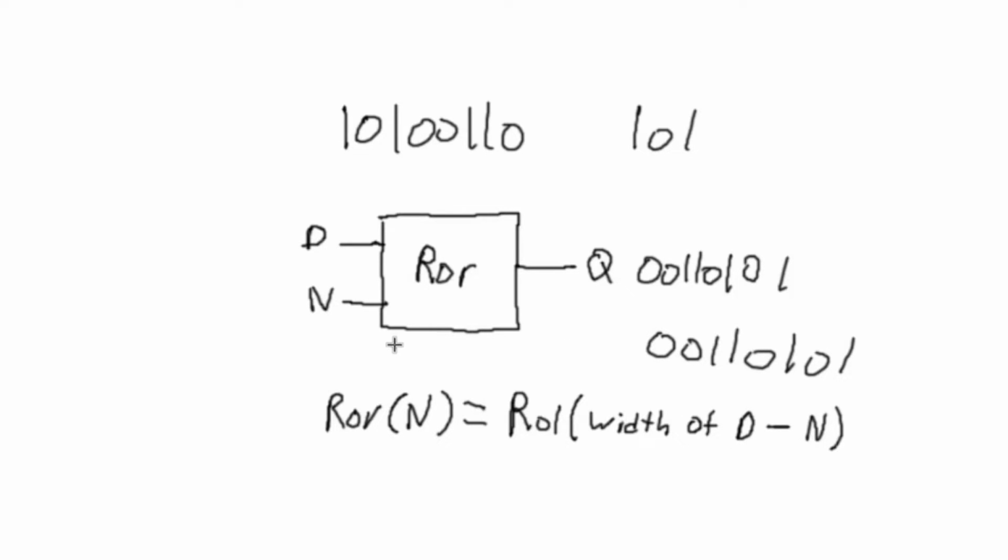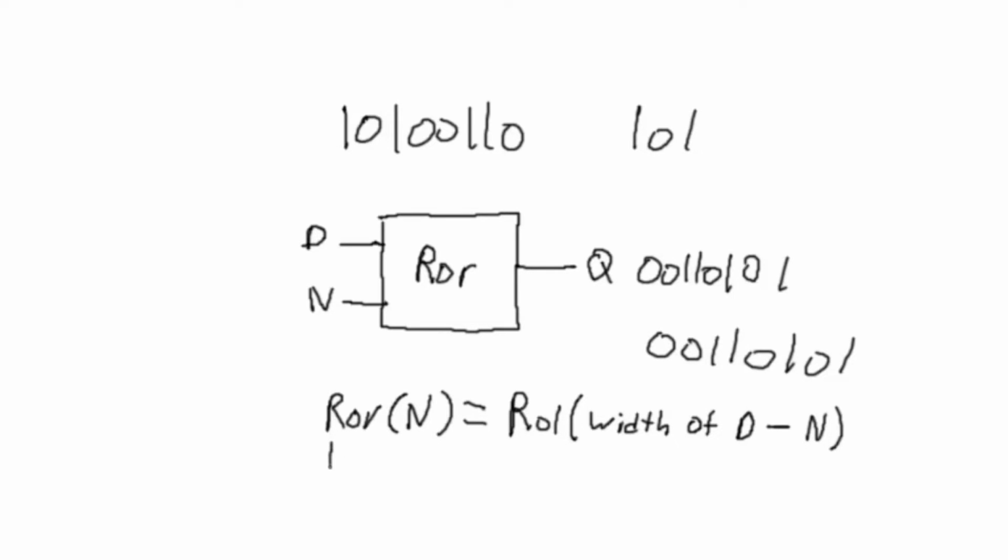So if we wanted to rotate right five positions, that's going to be the same as rotating left the width of D, which in this case is 8 bits, minus 5, which is 3. And that's, of course, why we are able to get the same number rotating right 5 positions or left 3 positions. And the same is true if I were to reverse these.